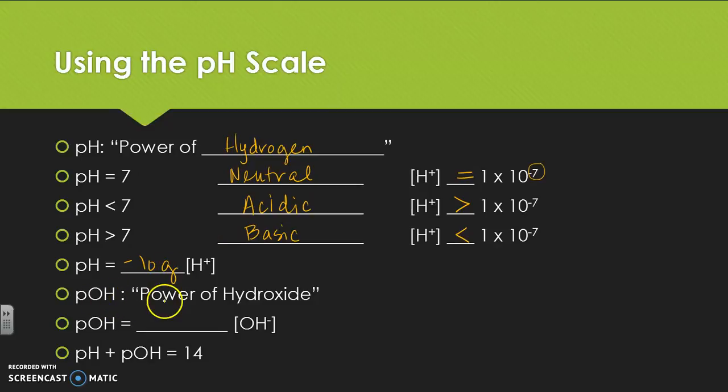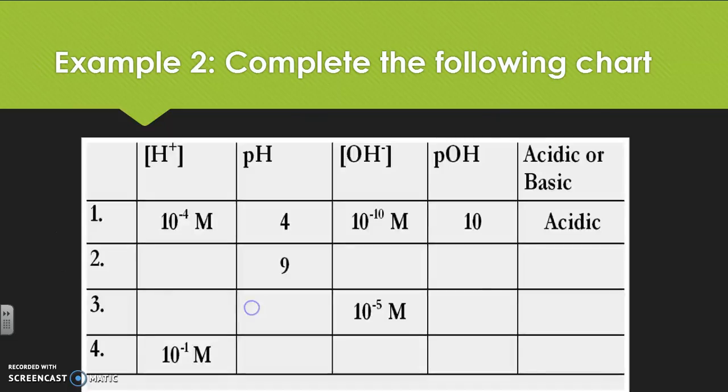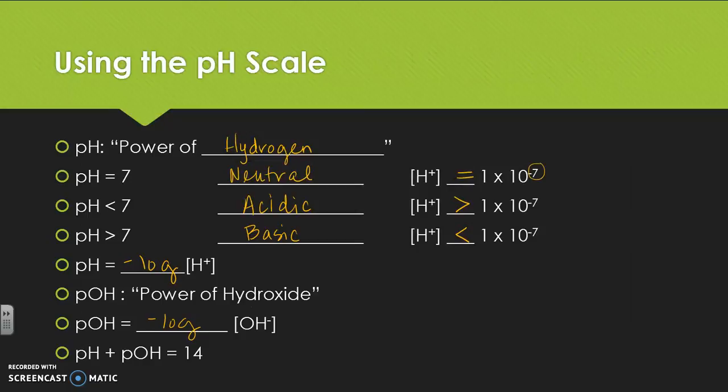Okay, so the pOH is the power of hydroxide. So all we're going to do is look for the negative log of the hydroxide ion concentration. So if I'm asking for pH, make sure that you have the hydrogen ion concentration. If I ask for pOH, make sure you have the hydroxide ion concentration. Now the nice thing about pH and pOH is that if you add them together, they equal 14.